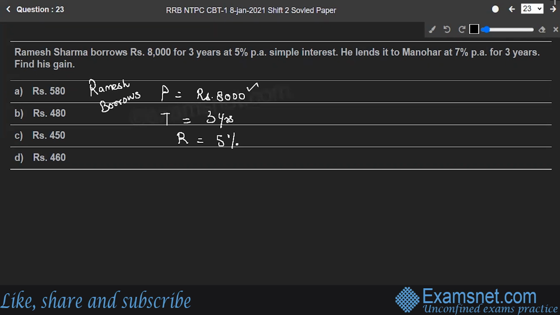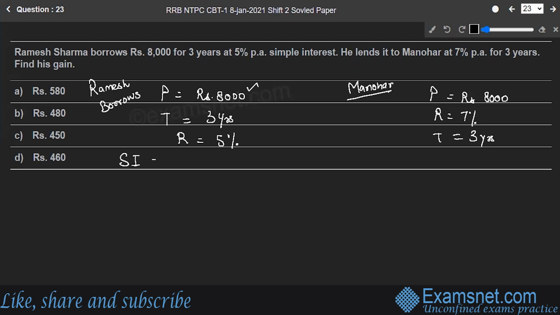And he lends this amount to Manohar. So for Manohar, the principal is the same, 8,000. Rate is 7%. Time is the same, 3 years. So nothing is told that it is compound or simple interest. If it is not given, we will calculate the simple interest only.